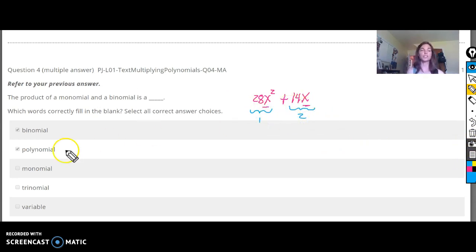So we know for sure it's a binomial, but I think it's important for you to know that anything that has more than one term, so if it has one or more addition or subtraction symbols, it's going to also be a polynomial. Poly means many. So we can check both the binomial and the polynomial category. It falls into both.